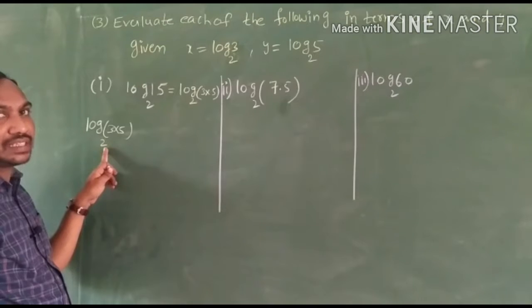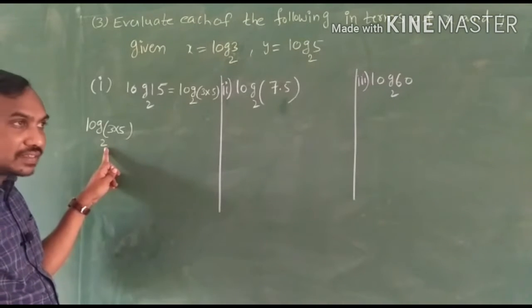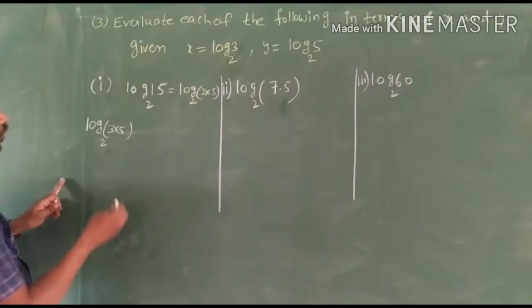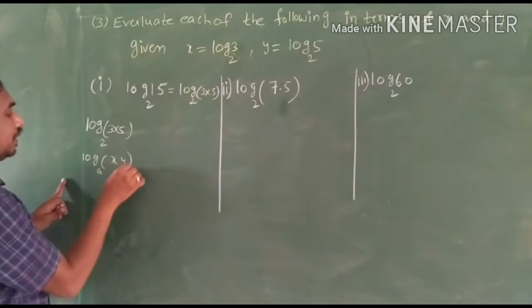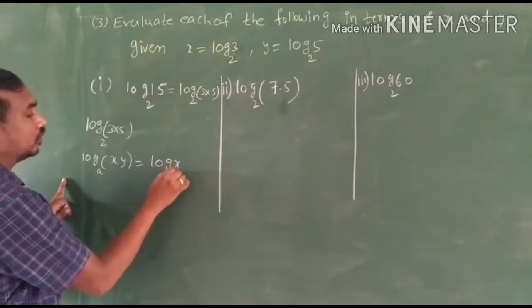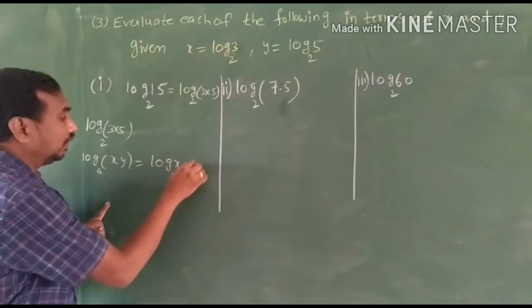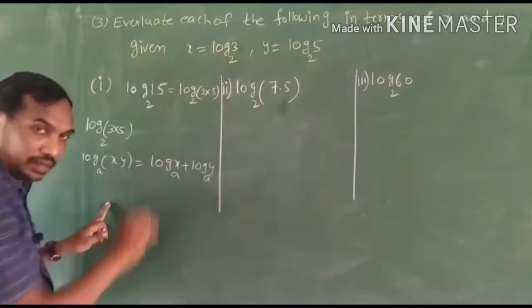Log x into y to the base a, what is our formula? Log x to the base a plus log y to the base a. That is, log x into y to the base a equals log x to the base a plus log y to the base a.